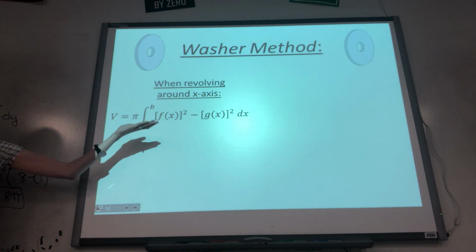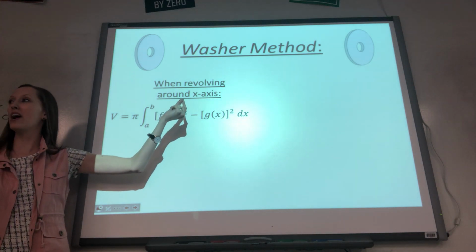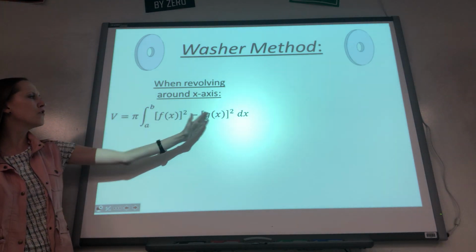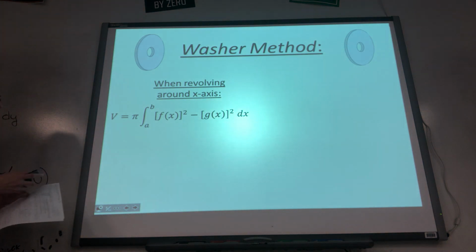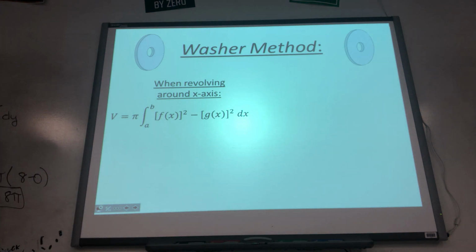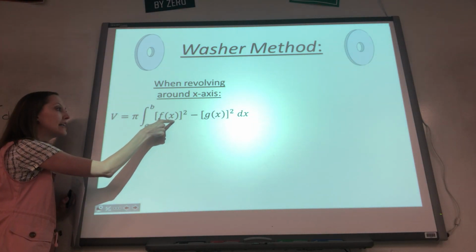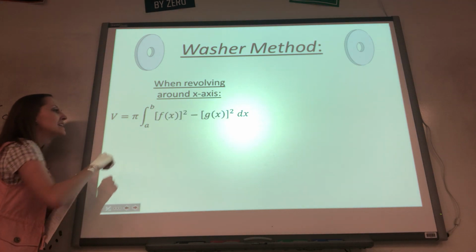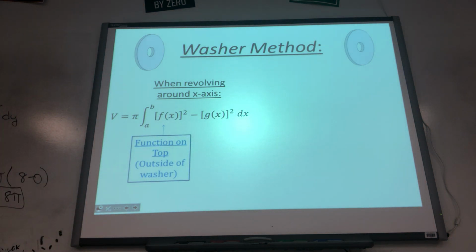The only difference is it's not just a single function that you're squaring like we did yesterday with the disk method. Now there's two functions up here that are being squared and being subtracted. So kind of like what we had to do with the area problems, they're not always going to tell us which function is the f of x and which one is the g of x. So I want to also explain which function goes where.